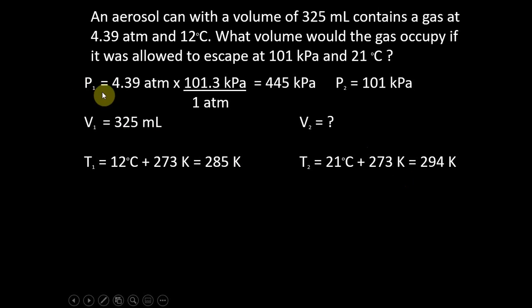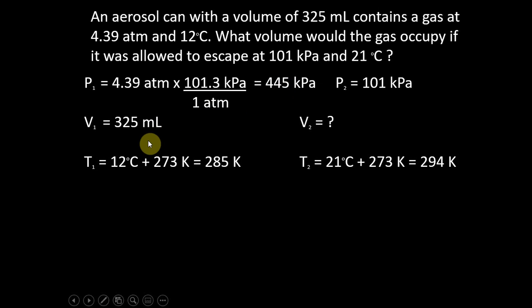So P1 we're given as 4.39 atmospheres. P2 is given as 101 kilopascals. Now I could have switched, taken the 101 kilopascals and converted it to atmospheres, but this time I decided to go from atmospheres to kilopascals. So converting the 4.39 atmospheres, we simply take the conversion. 101.3 kilopascals is 1 atmosphere. The atmospheres cancel and we're left with kilopascals. Okay, so 445 kilopascals is P1.